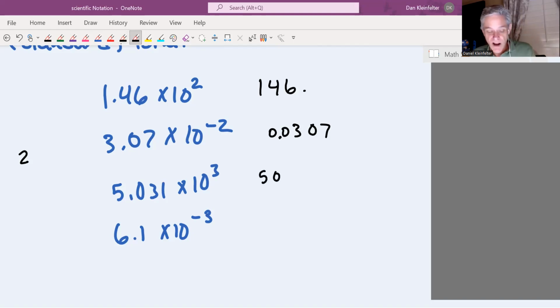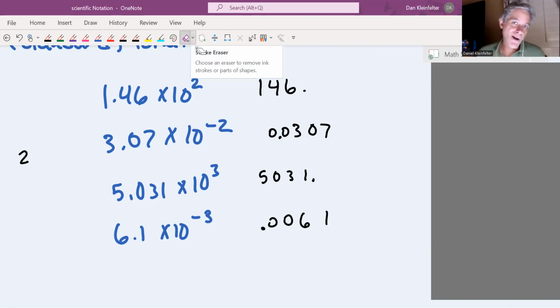5.031, that's 5031. We're moving the decimal point from between the 5 and the 0, 1, 2, 3 places to the right, giving us 5031. 6.1 times 10 to the minus 3 power. We're going to move the decimal point 3 places to the left, 1, 2, 3 places to the left. That will give us 0.0061.